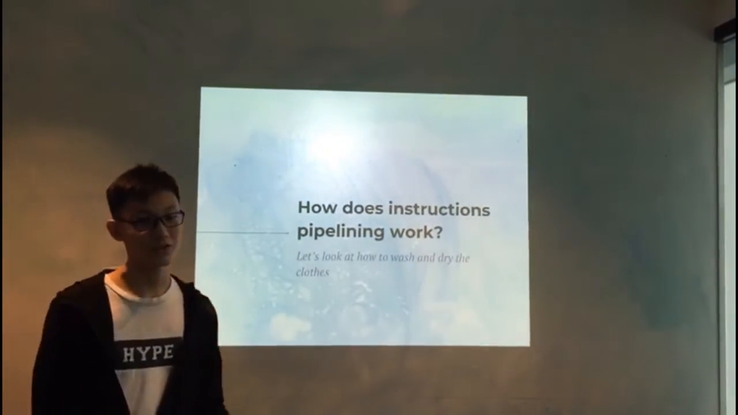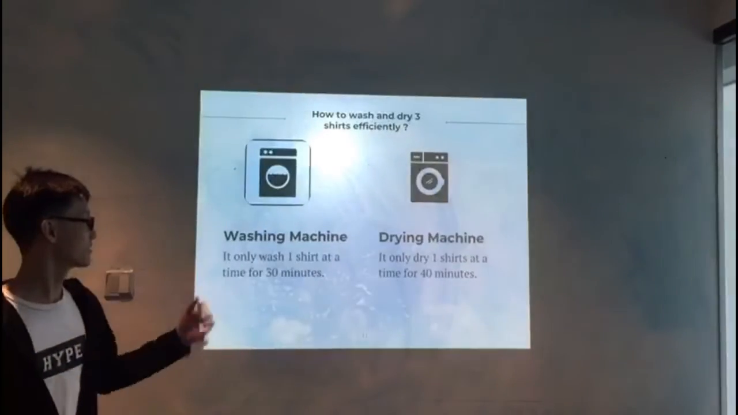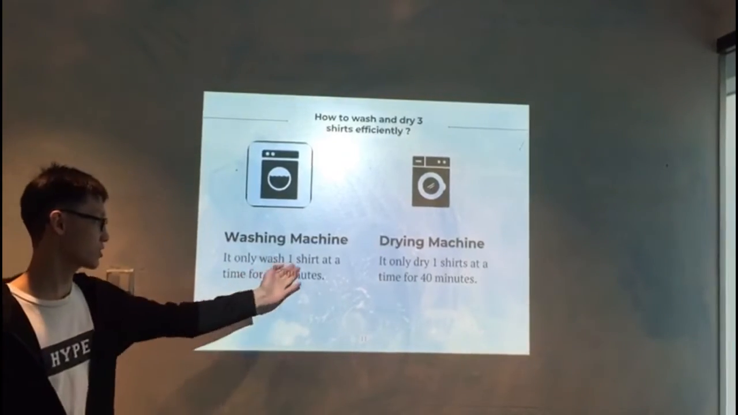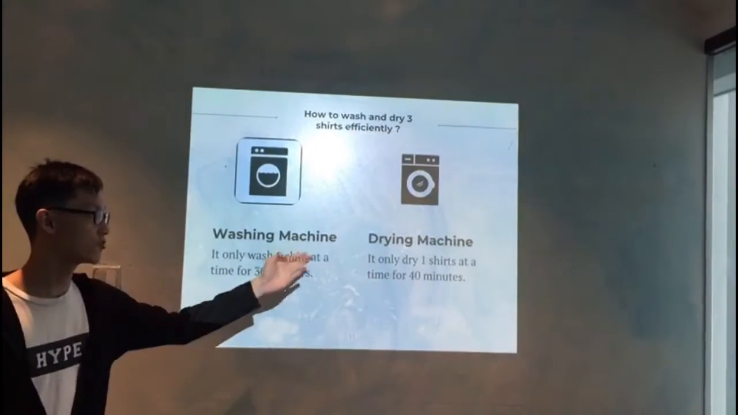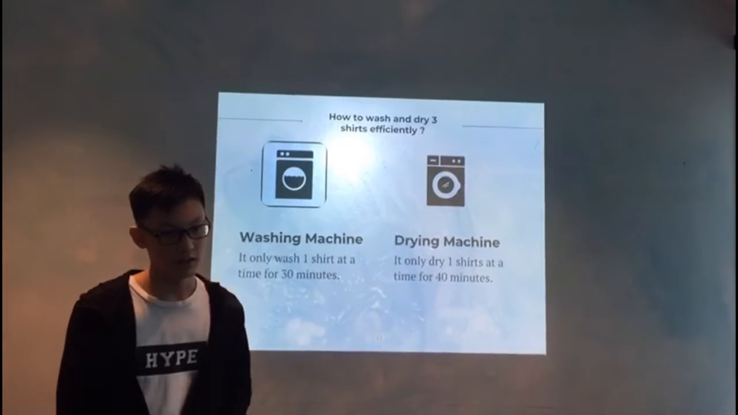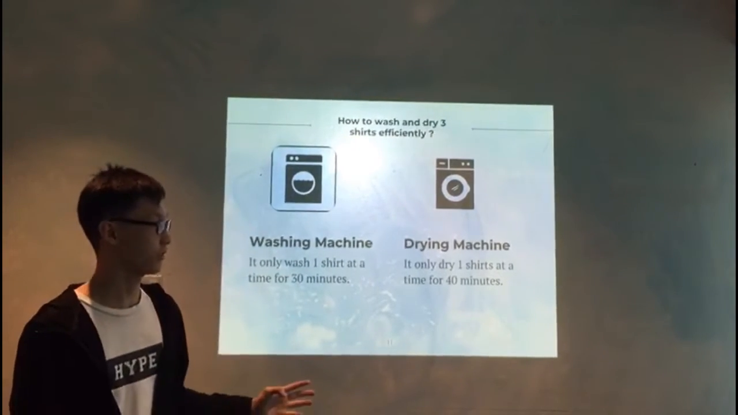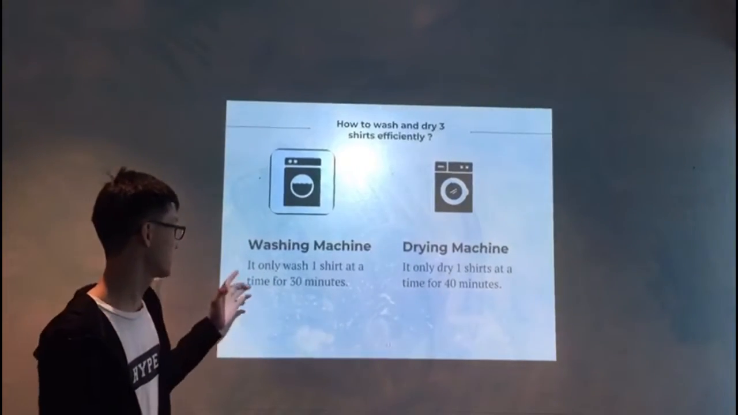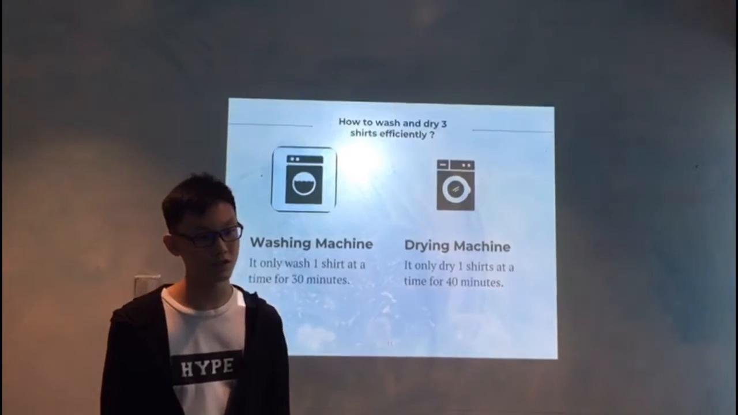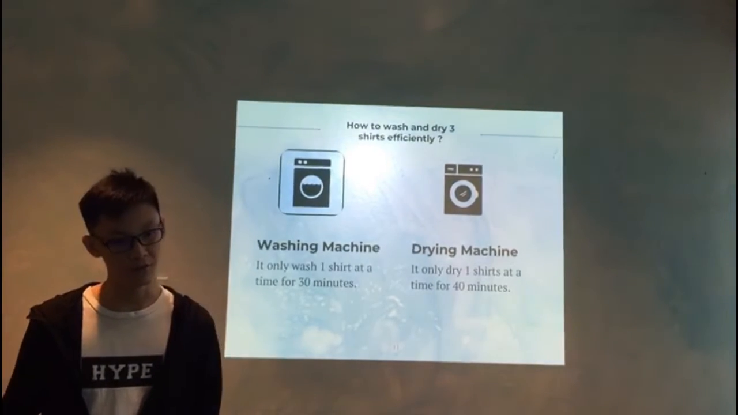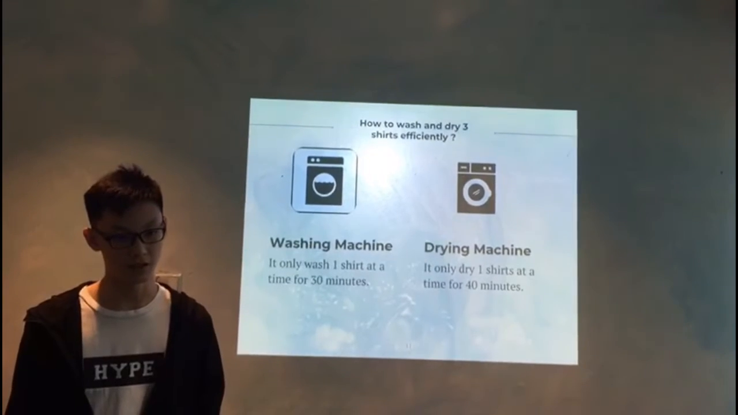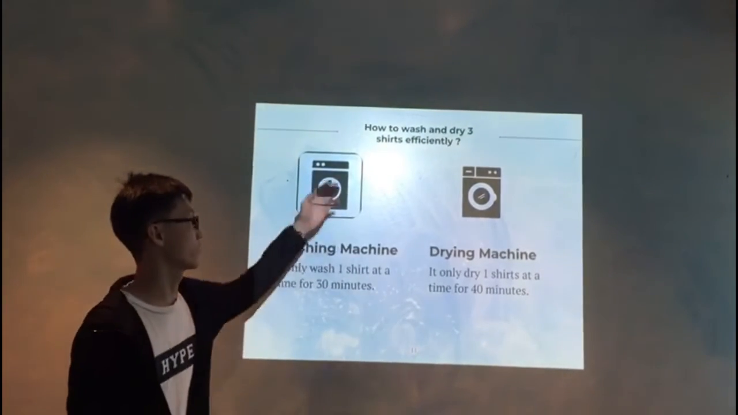So let us look at the washing machine analogy. Imagine that there are two types of machine. One is a washing machine that only washes one shirt at a time for 30 minutes, and a dry machine that dries one shirt at a time for 40 minutes. Each machine has the maximum capacity of washing and drying one shirt only. So if I were to wash one shirt for 30 minutes and wait until it's finished, then go and dry the shirt for 40 minutes and wait until it's finished, then repeat it to wash and dry 3 shirts.